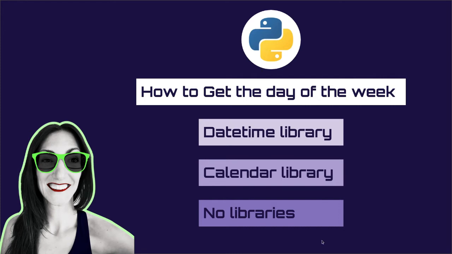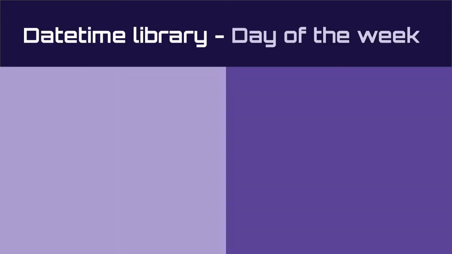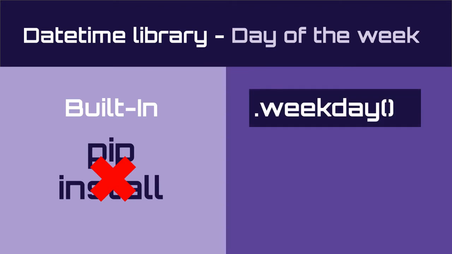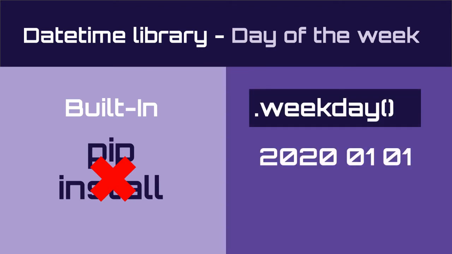First, we will calculate the day of the week using the datetime library. The datetime library is a built-in library, which means you don't need to install it using pip. The library provides a method called weekday that returns a number between 0 and 7, representing the weekday. Let's see how we can put this into practice.